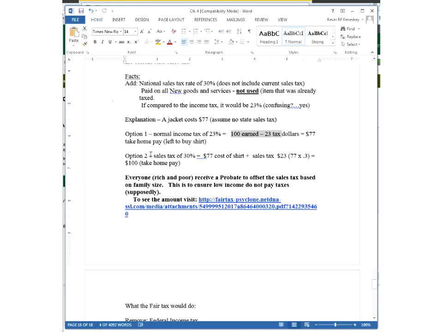Option two, if you decide, I want to do the fair tax. So instead of having taxes taken up front, you get the entire $100 right now.